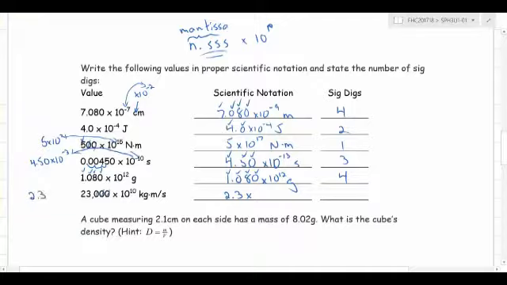23,000 is 2.3 times 10 to the power. So if I move the decimal, I go 1, 2, 3, 4 decimal places. That's times 10 to the power of 4. So 10 to the power of 4 times 10 to the power of 10. I'm going to add those exponents. So it's going to be 10 to the power of 14. And then our unit is kilogram meters per second.